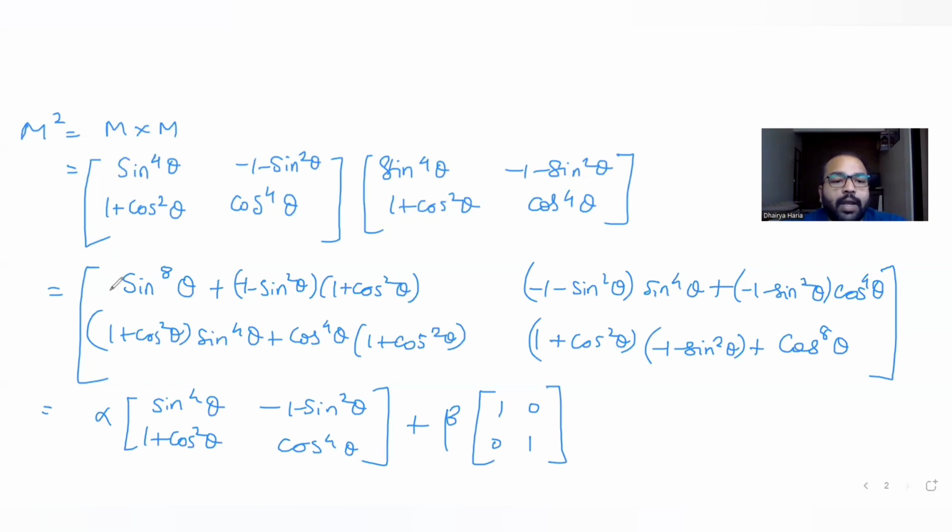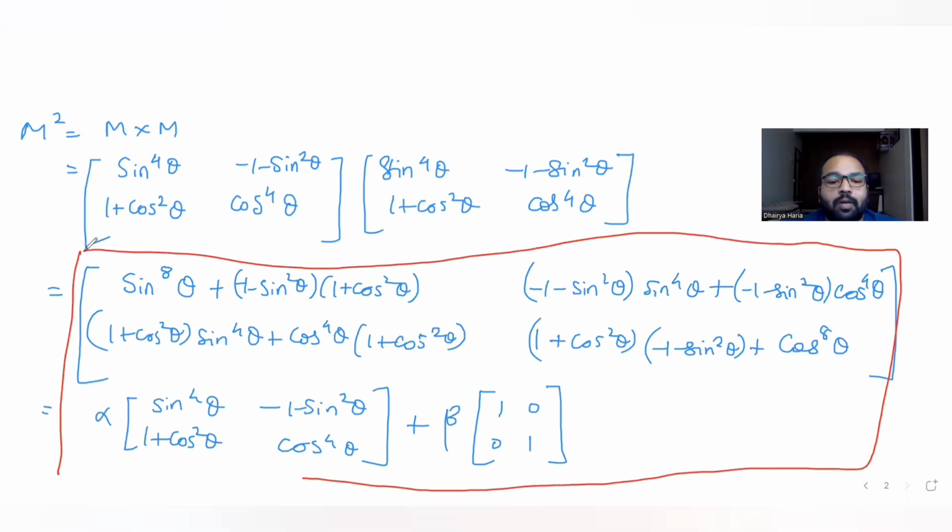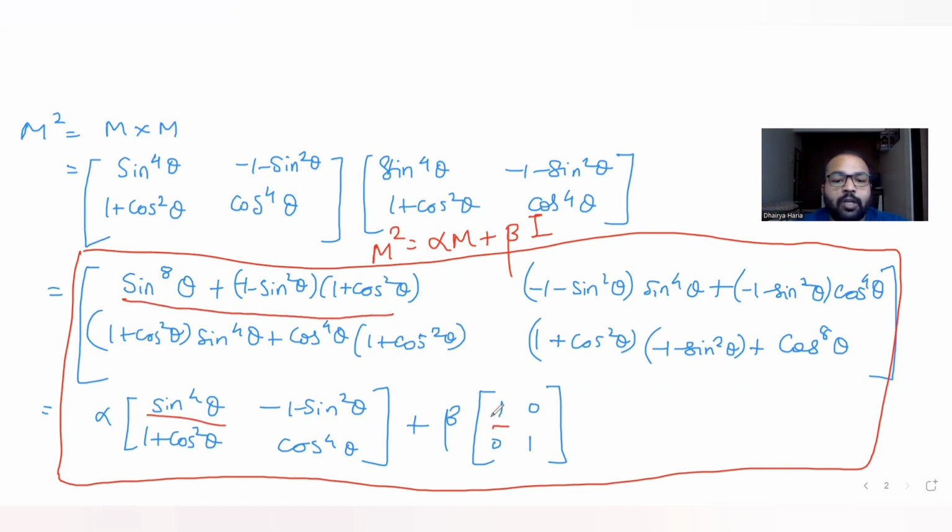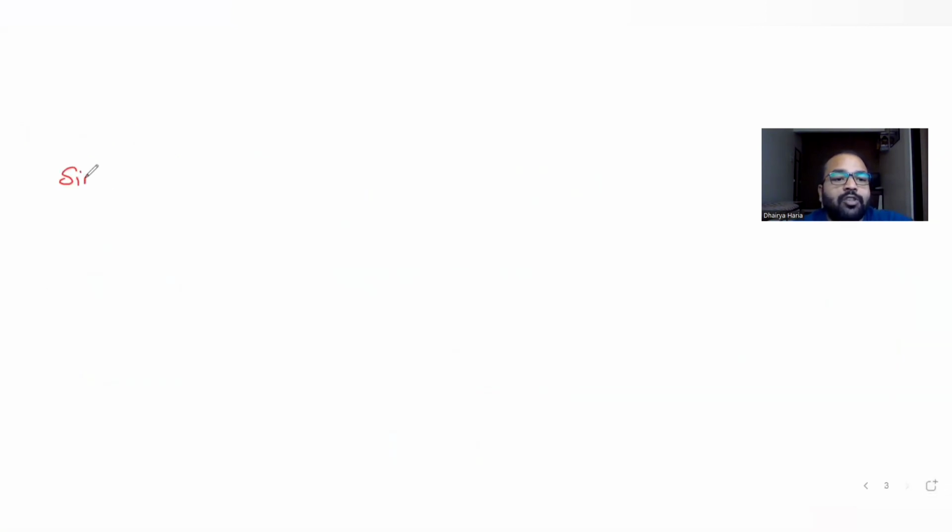Now I can equate this entire thing because it is given that M square is alpha into M plus beta into I. Let's solve this further. If I equate the first element of all three matrices, I'll write it on the next page. It gives me sine raised to 8 theta plus minus 1 minus sine square theta into 1 plus cos square theta.